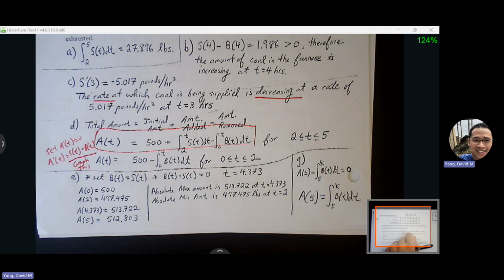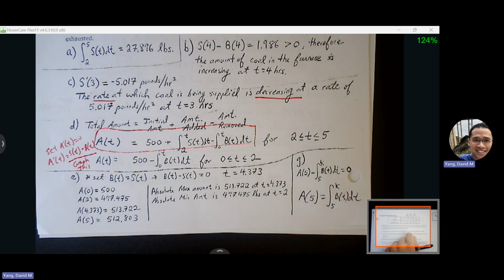Okay. And then part G. Part G is saying at 5 hours, there's no more coal being added to the furnace. So at A of 5, this is the amount of coal that needs to be burned off. But B of t keeps working. So we have to figure out how long. We just create an equation. How long will it take between 5 hours and k hours so that this process will exhaust all the coal that's in the furnace? So we just set up an equation and that's all it is.